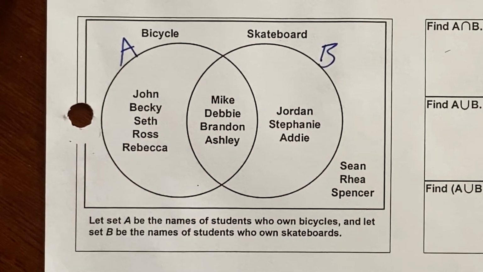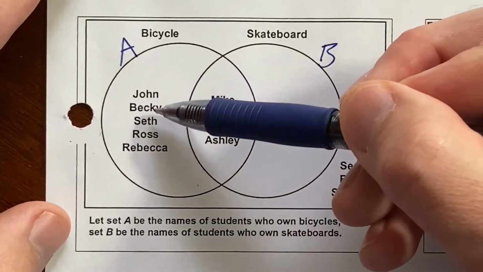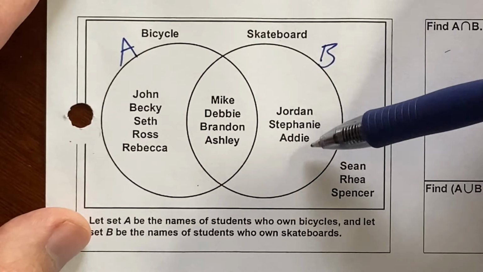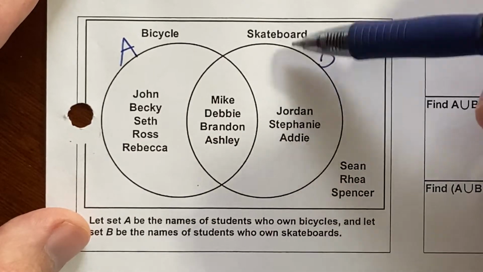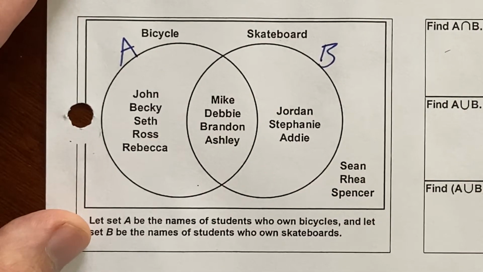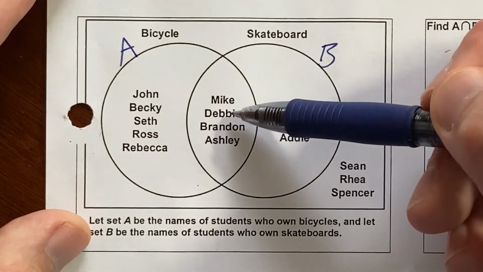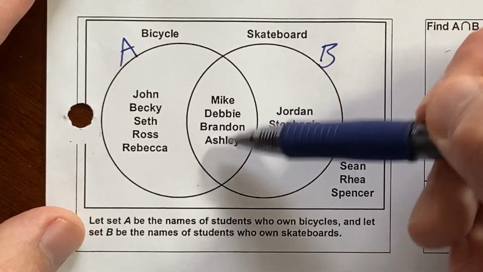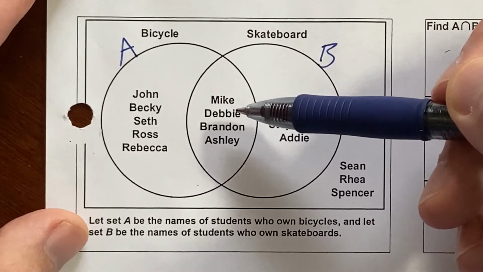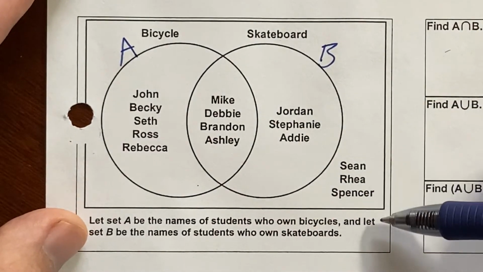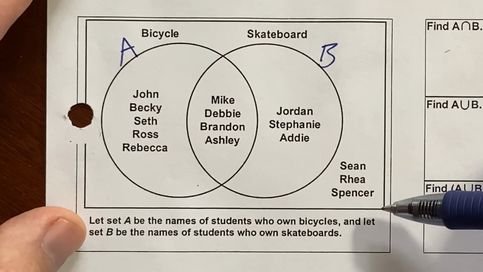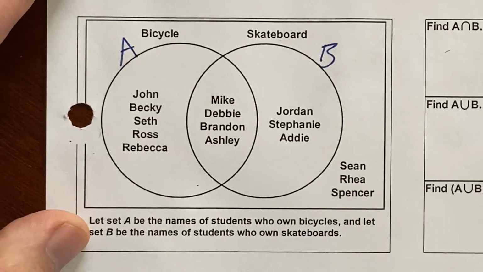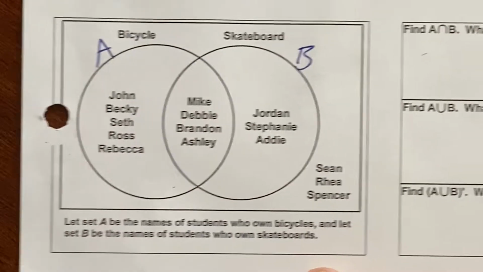Just looking at this to start with, I see John, Becky, Seth, Ross, and Rebecca have a bicycle, and Jordan, Stephanie, and Addie have a skateboard. Mike, Debbie, Brandon, and Ashley have both a bicycle and a skateboard. And Sean, Rhea, and Spencer don't have a bicycle or a skateboard. They don't have either one of them. So let's look at these examples.